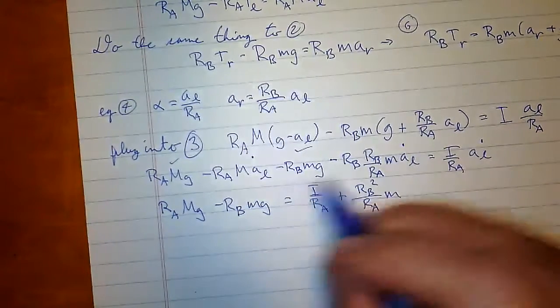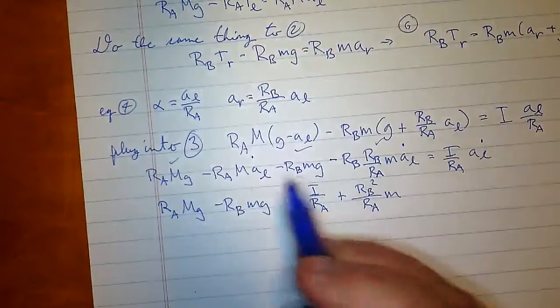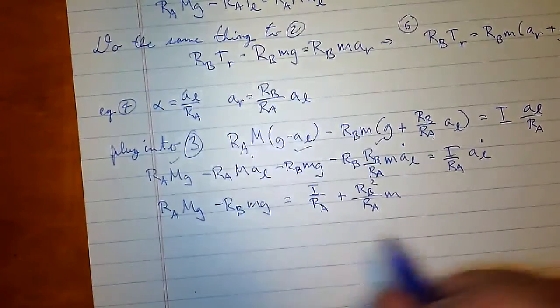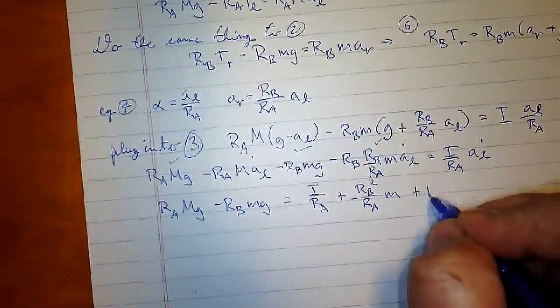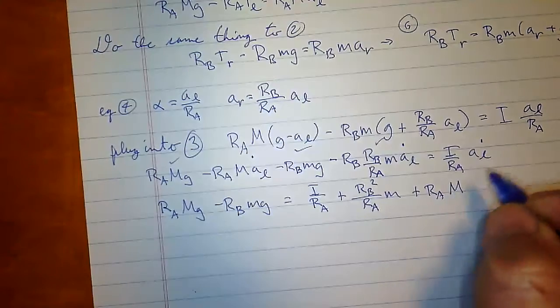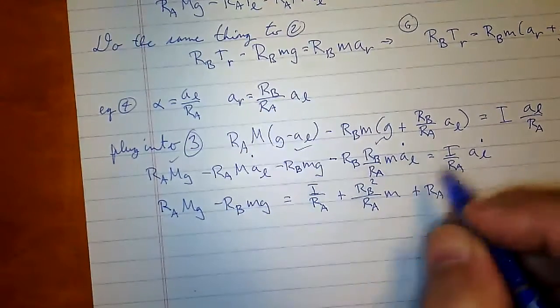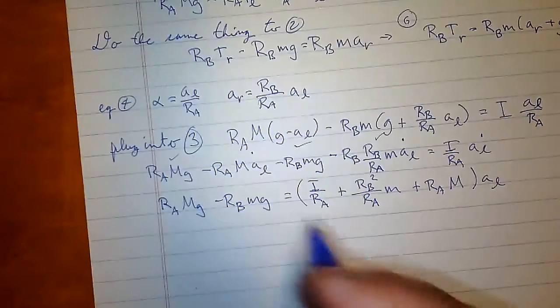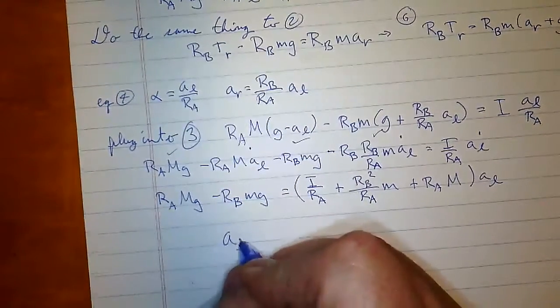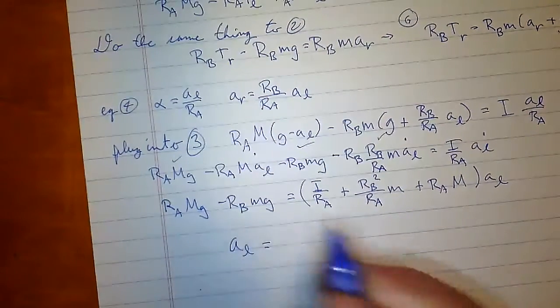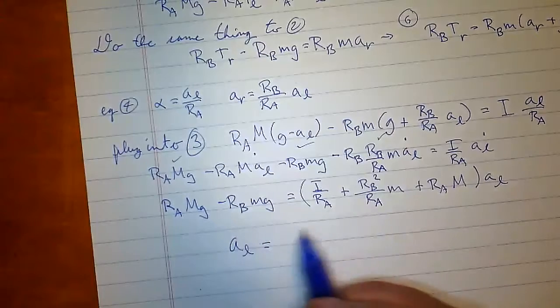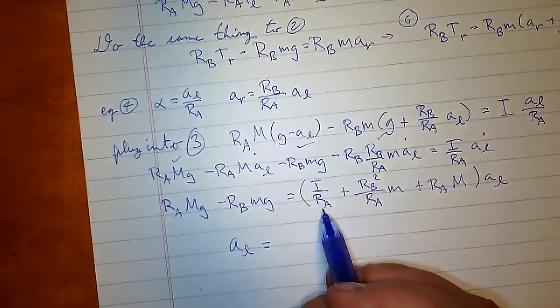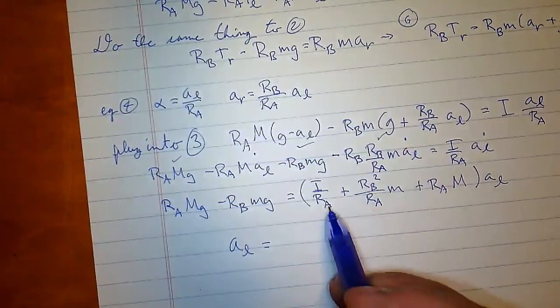And then when I pull, so I'll take care of that one. And then when I pull this one over here, that'll be positive as well. So I'll say plus RA M. And again, that's times AL. So I'll go ahead and factor out that common A sub L. And finally, I can write A sub L is going to be equal to, I actually would make it nice by multiplying through by RA first. So I'm actually going to do that.